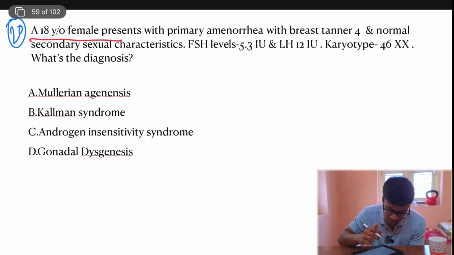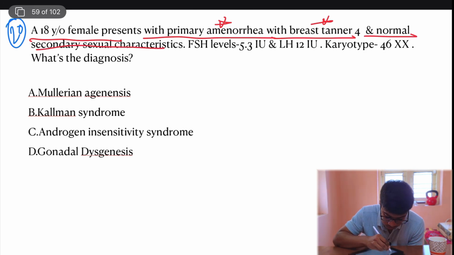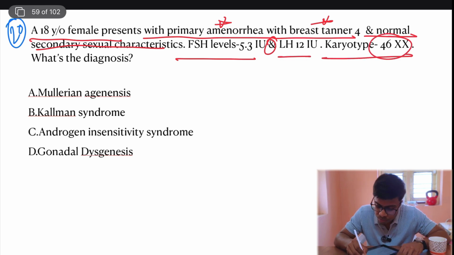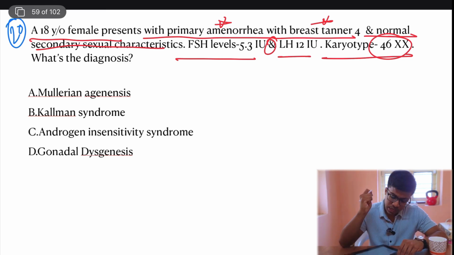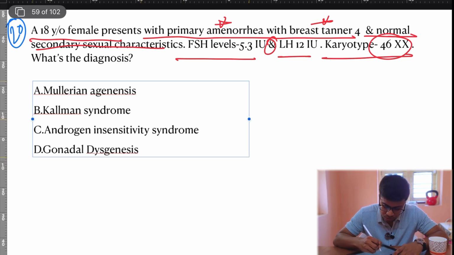Question number 20: an 18-year-old female presents with primary amenorrhea, breasts are present, and normal secondary sexual characteristics. FSH level is 5.3 international unit and LH is 12, karyotype is 46XX. So what is the diagnosis? They have given karyotype and primary amenorrhea with breast Tanner stage 4 and normal secondary sexual characteristics. So it seems something is related to agenesis diseases. Kallmann syndrome? So let's see.